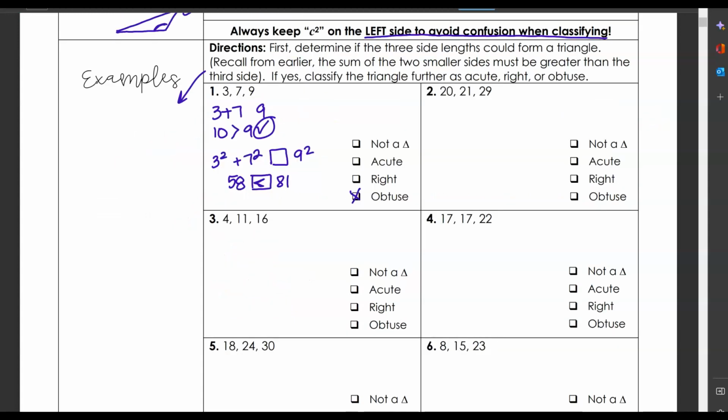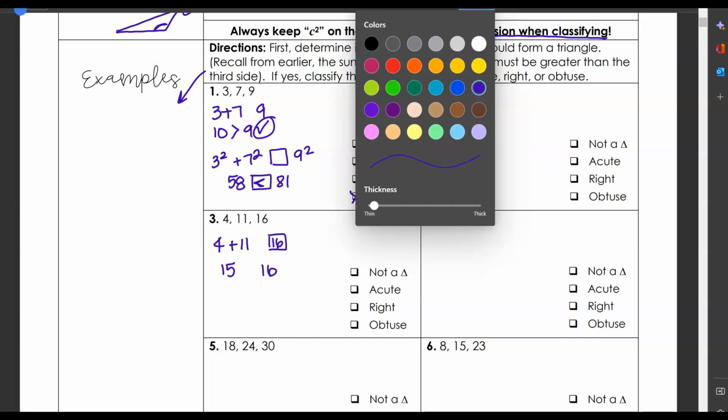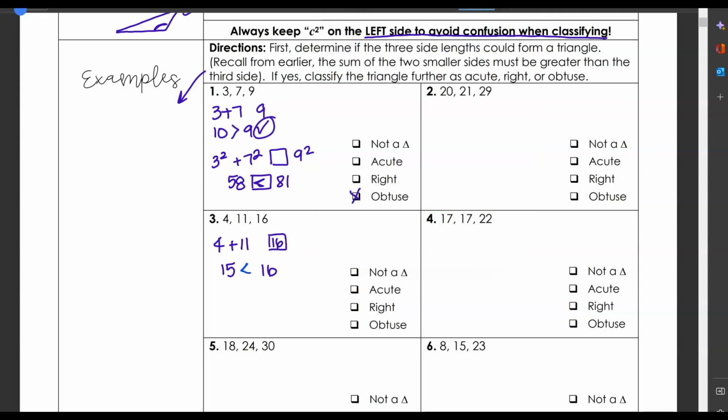Let's go ahead and try number 3 here. We're going to take the two smaller sides, so I have 4 plus 11. We're essentially going to check whether this is a triangle or not, with 16. If I take 4 plus 11, I should end up with 15, and then I have 16. These are related because 16 is larger than 15.